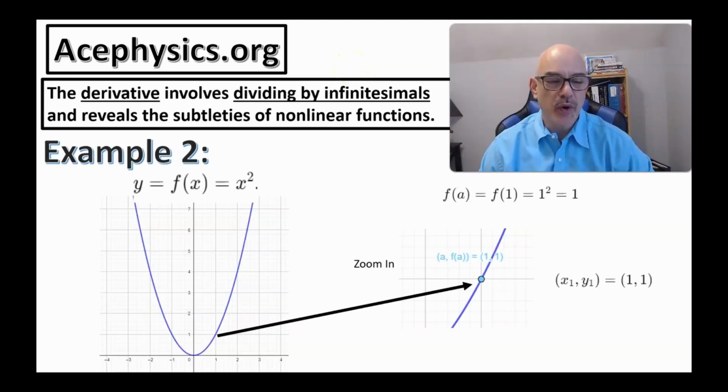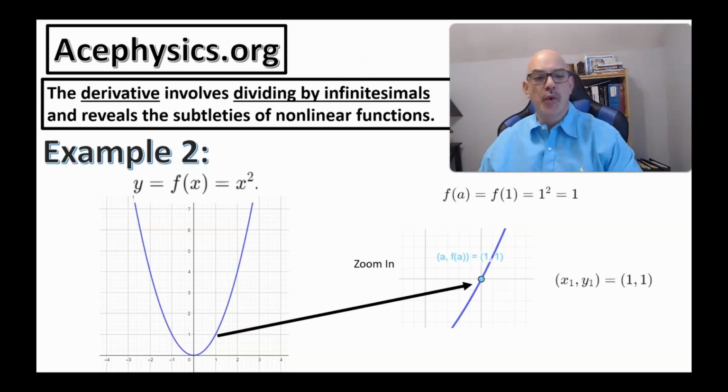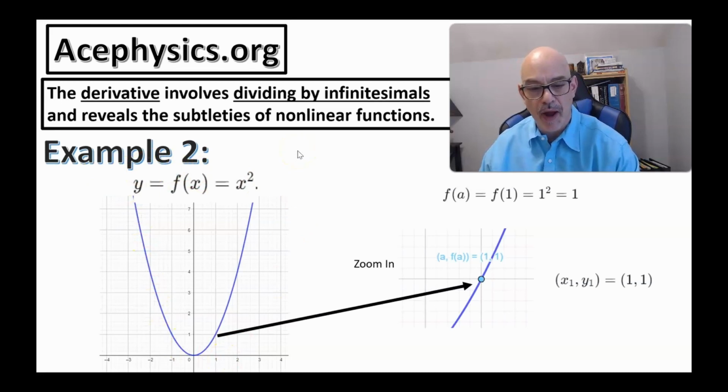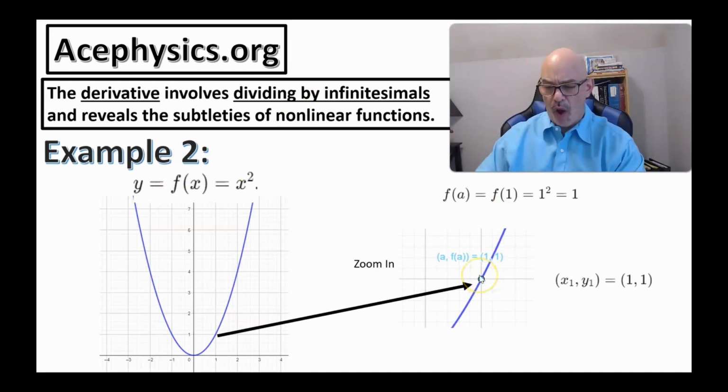All right, now let's move on to a more difficult example with a nonlinear function. The derivative involves dividing by infinitesimals and reveals subtleties of nonlinear functions. For example 2, I'm going to be looking at the function y equals x squared. This is a standard parabola, simple parabola. I've plotted the parabola on this page. I also zoomed in at one point on the parabola, which is the point x equal to 1 and y equal to 1.